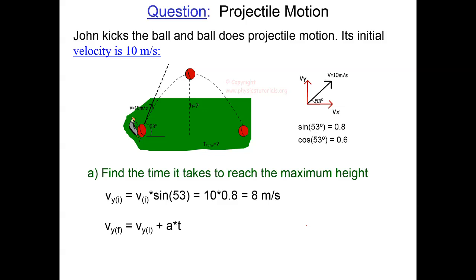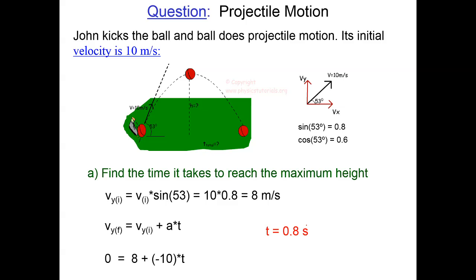and so that means our v final is equal to v initial plus acceleration times time. So we plug everything in. Our v initial is 8 meters per second, acceleration is negative 10, so we see that the time that it takes to reach the apex is 0.8 seconds.